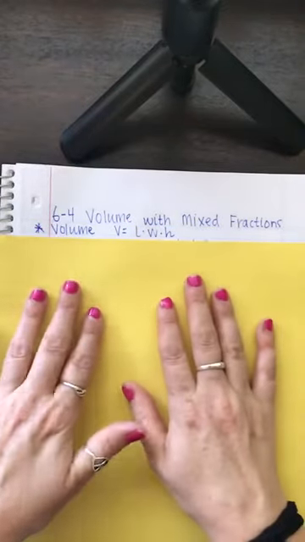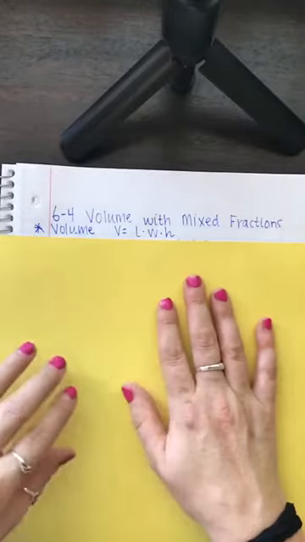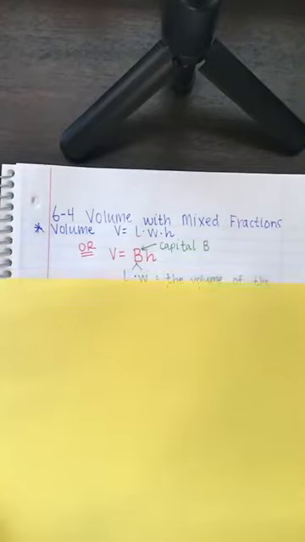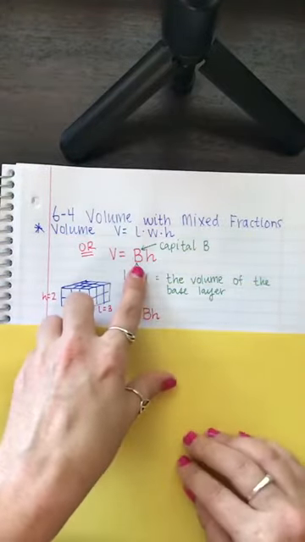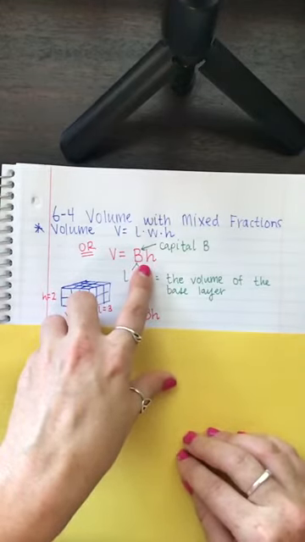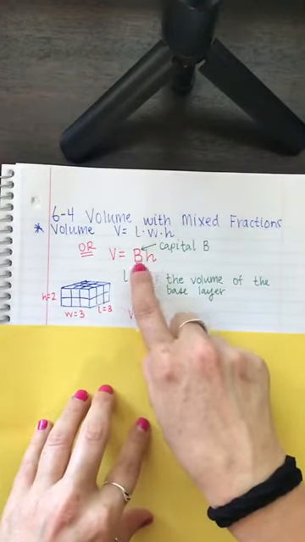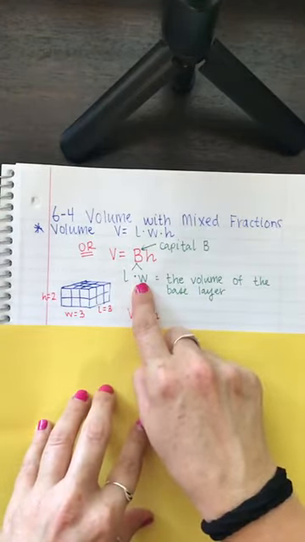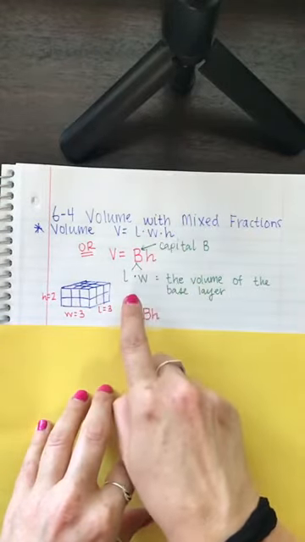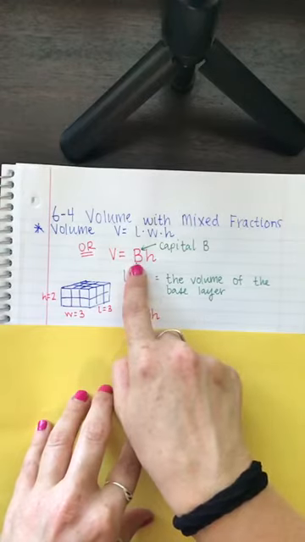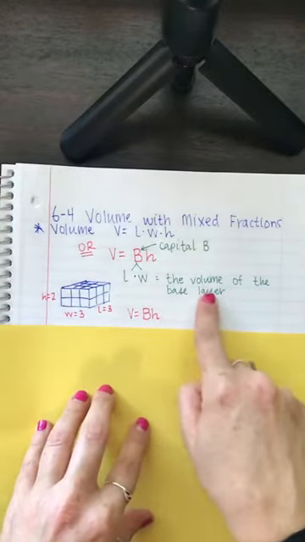Well, this isn't new. We know volume is V equals length times width times height. That's our formula. Or you might see it like this: volume equals capital B times H. I made a note here that this is a capital B, and what that represents is length times width. So instead of seeing it written out, you might be given the value for capital B, which is the length and width already multiplied together, and that's the volume of the base layer.